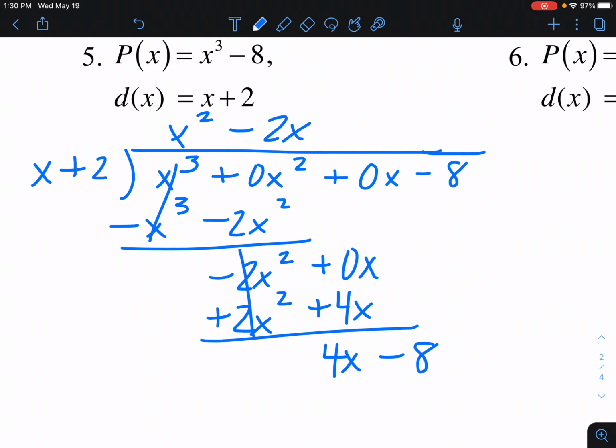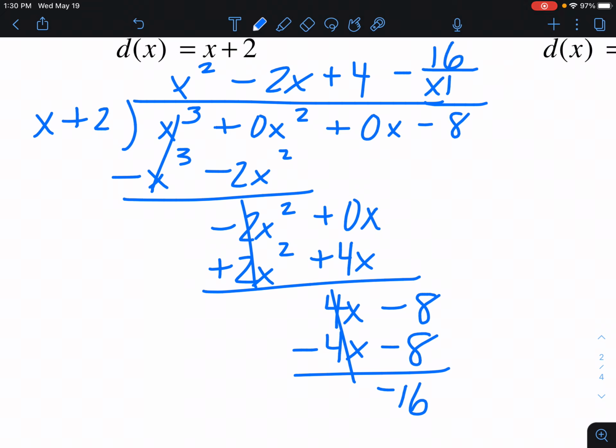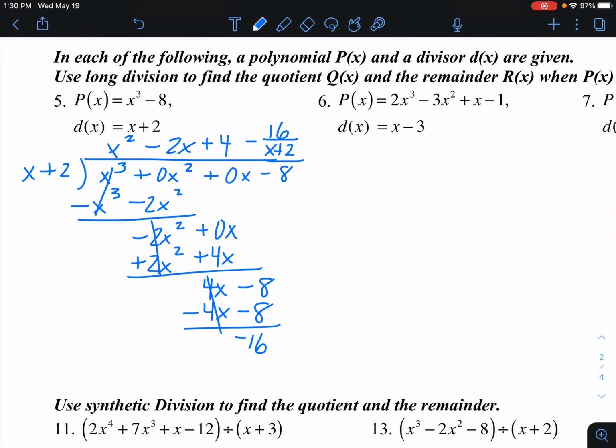And then start dividing again. First terms, 4x divided by x is 4. And then distribute 4 times x. And then 4 times 2. And then subtract to change the signs. Now we are going to get a remainder here of negative 16. So we're going to put minus 16 over x plus 2. That's the formal way of showing a remainder. So the quotient here, we would say the quotient is x squared minus 2x plus 4, and the remainder is negative 16 over x plus 2.